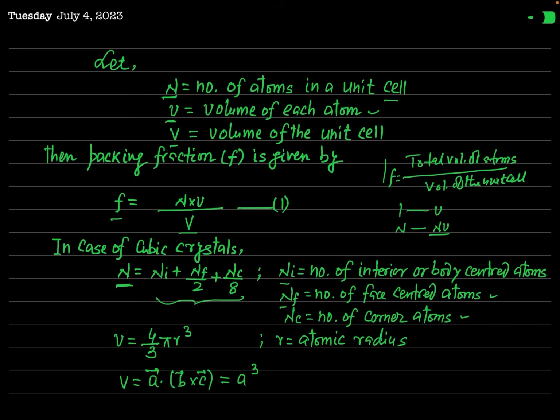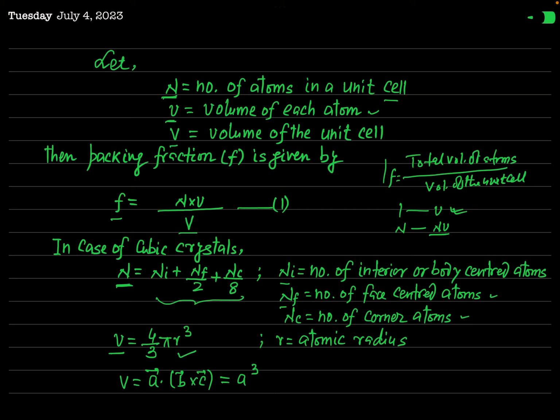Then we have to find the value of small v, which represents the volume of an atom. As you know, atoms are spherical, so the volume of each atom, which I have denoted by the symbol small v, will be equal to 4 by 3 pi r cube, where r is the radius of the atom. And how the radius is calculated, you have already learned.